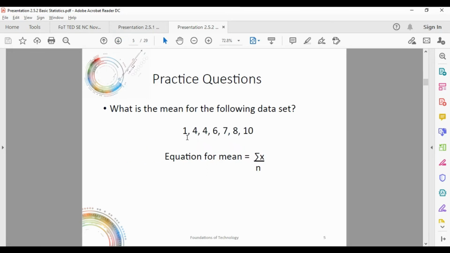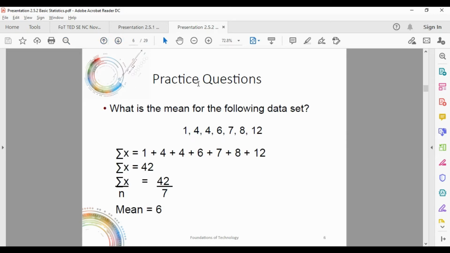So given the following data set, 1, 4, 4, 6, 7, 8, 10, what is the mean? You're going to take these values and add them together, and there are 1, 2, 3, 4, 5, 6, 7 values, so you're going to divide by 7. The sum of those is 42, and the number of elements in the set is 7. So it's 42 divided by 7, and the mean is 6.